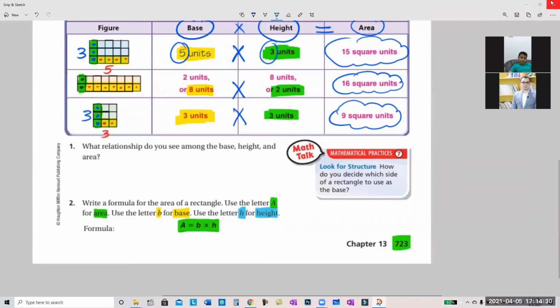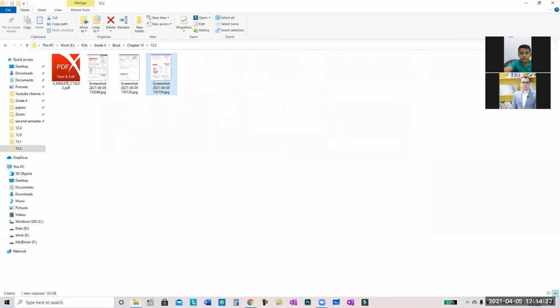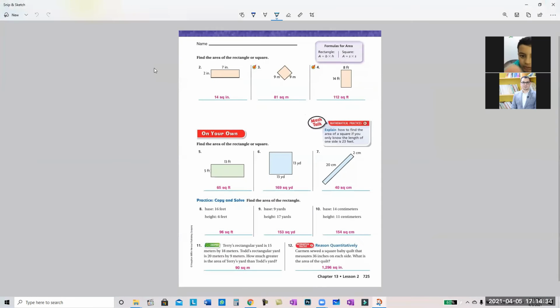Okay, guys, let's move to the next page. Okay, let's skip the next page and let's move to the page after it.